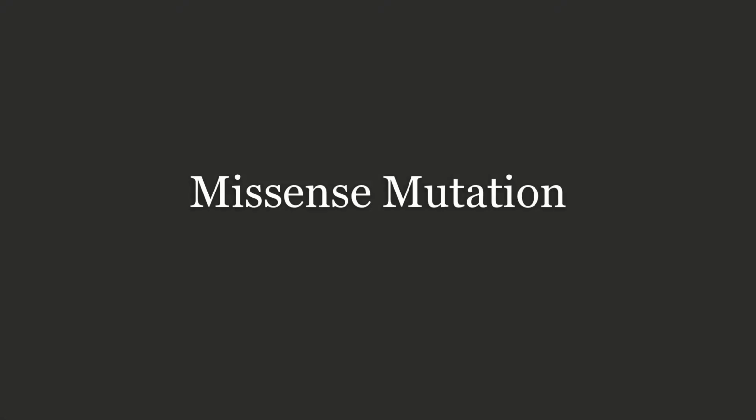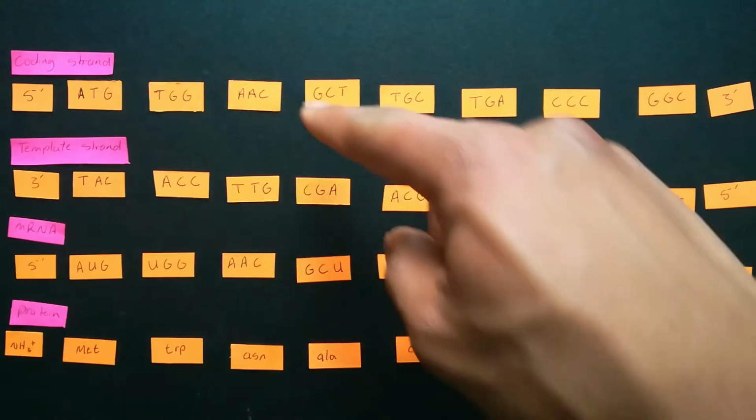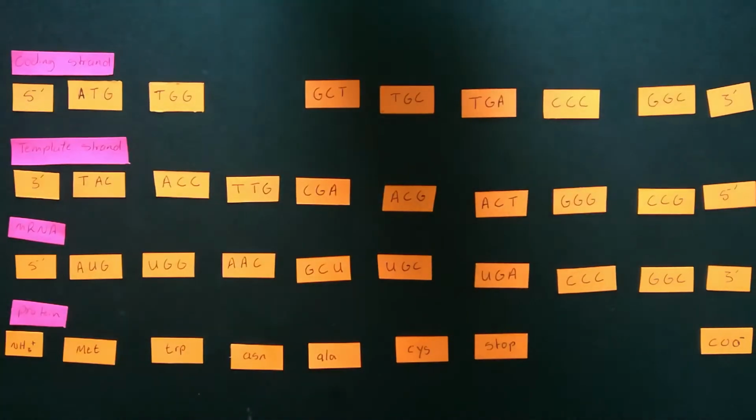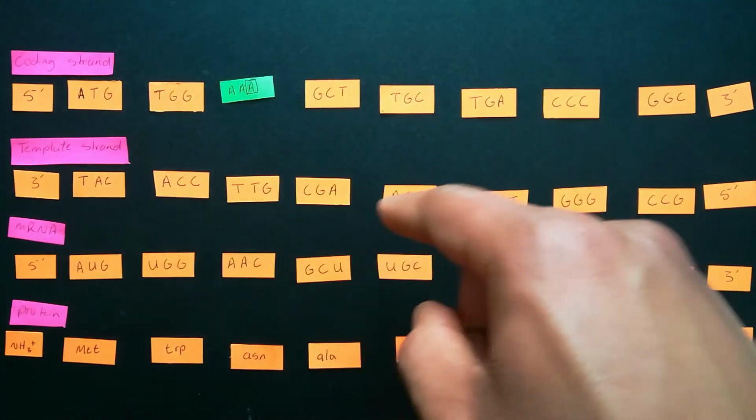A missense mutation is a single point mutation in which a single nucleotide change results in a codon which codes for a different amino acid.